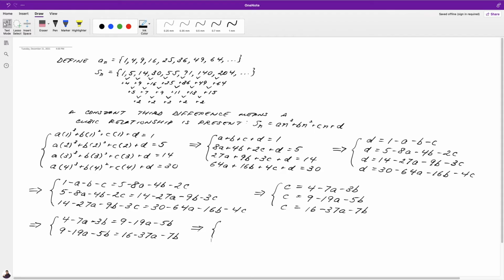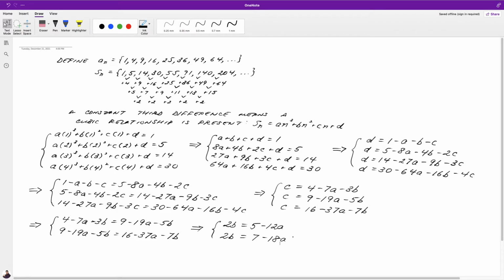Okay, again, adding 5b to both sides of the top equation and subtracting 4 from both sides, adding 7a to both sides. Okay, good. Now, bottom equation, let's add 7b to both sides. Negative 5b plus 7b is 2b. Subtracting 9 from both sides. Adding 19a to both sides.